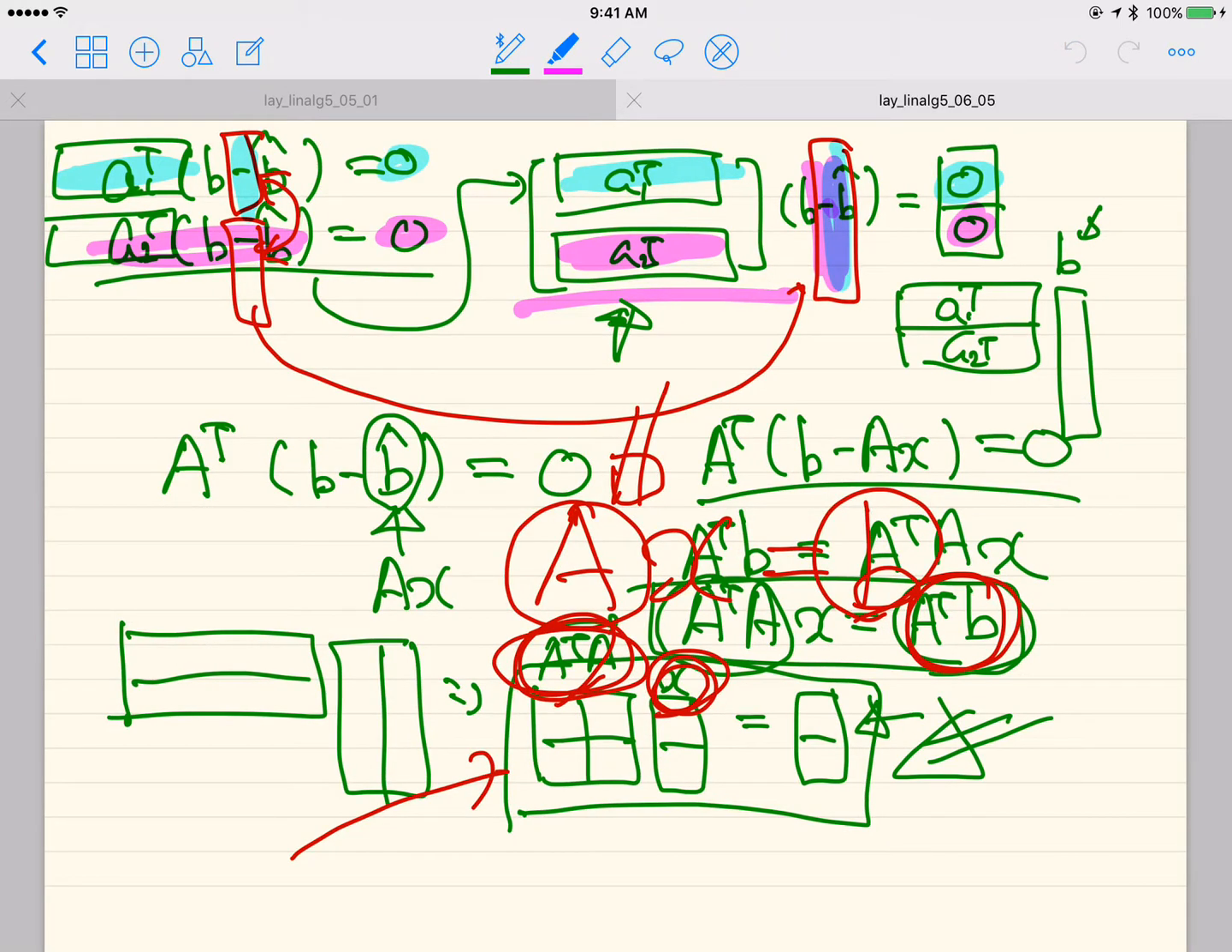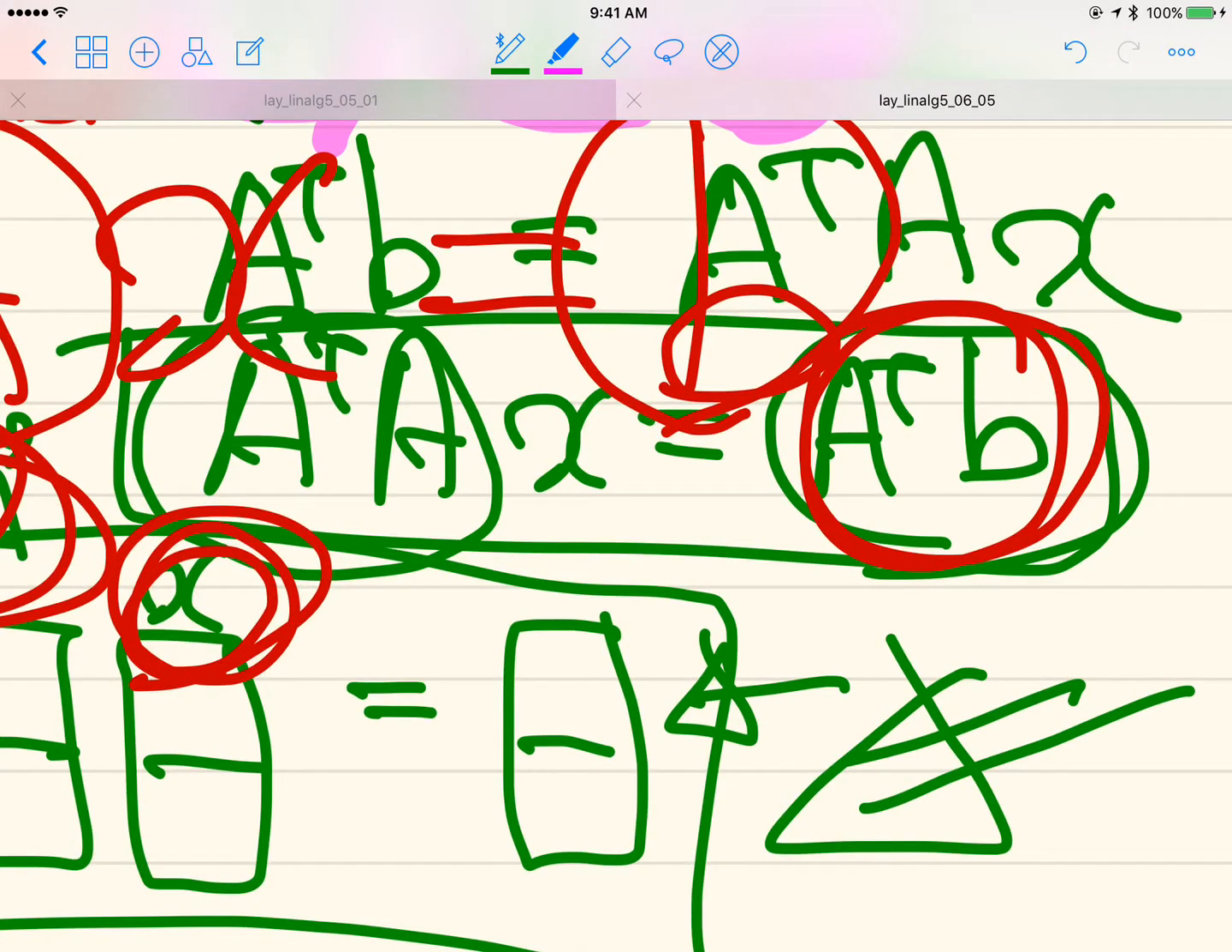So that way we obtain A transpose times (b minus Ax). So this guy is b hat, right? Because b hat is now in the column space of A, it can be represented as A times x with some linear combination coefficients in this vector x. Then finally, we have this very famous equation called the normal equation, which is A transpose A times x equals A transpose b.